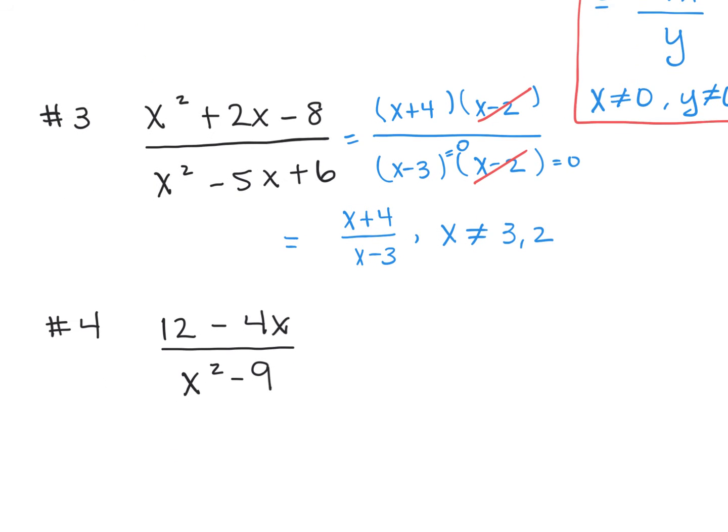Okay, last one on this page, we've got 12 minus 4x over x squared minus 9. When we go to simplify that, on our numerator, I can actually factor out a negative 4.